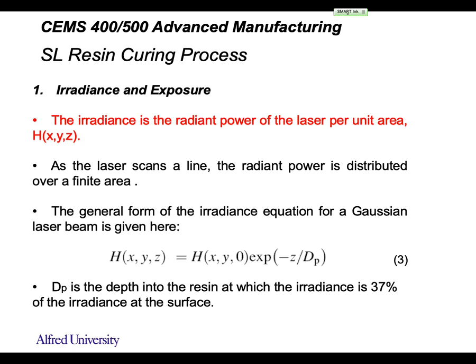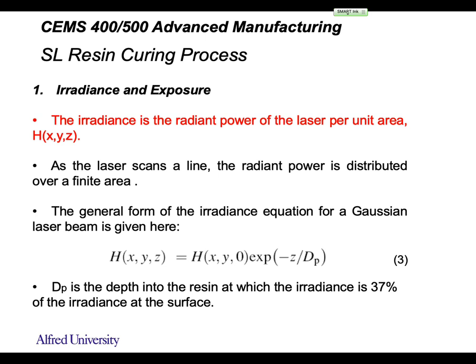And the relation is given by the position z in the z-axis. This is the distance along the z-axis, and dp is the penetration depth. So if you have a higher penetration depth, you will have higher intensity in the z direction.